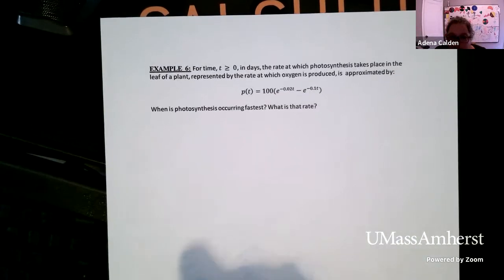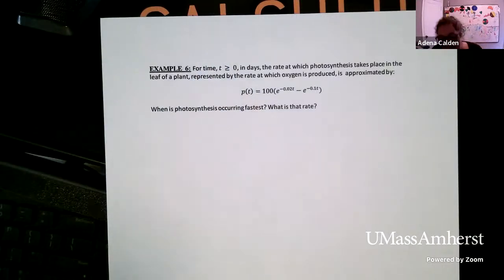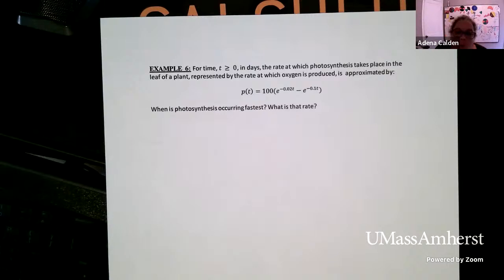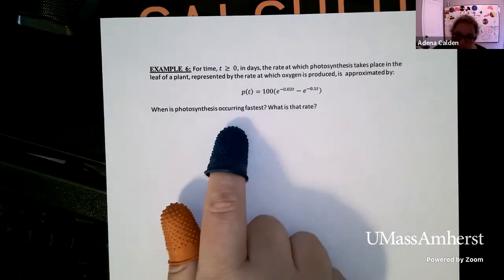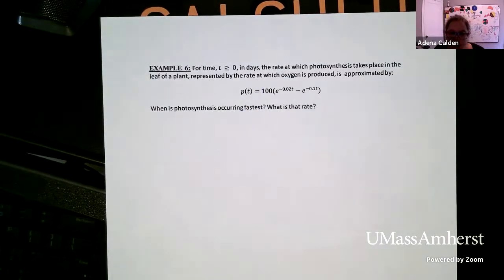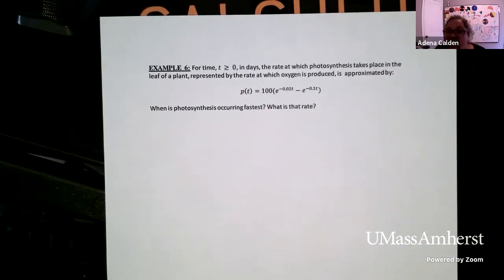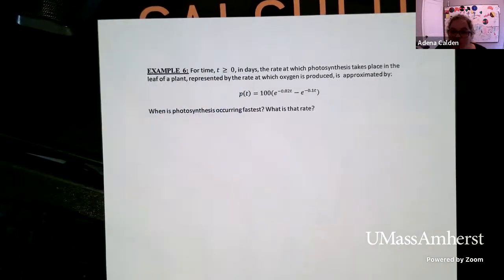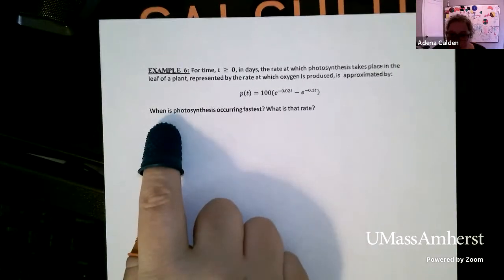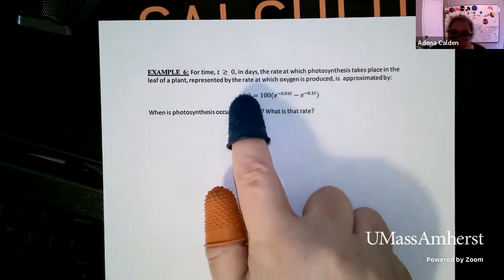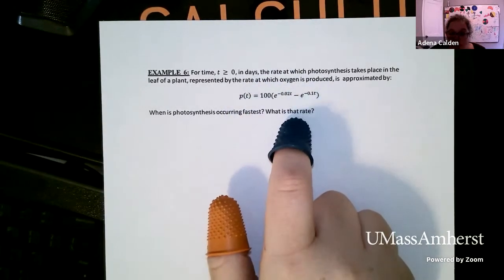So we don't have endpoints here. We do have that this has to be greater than or equal to 0. So it's kind of like a bottom endpoint, but we expect that whatever the critical point is will be our maximum, right? That makes sense in this context. So we need to find the first derivative. We need to find the critical point. Once we have the critical point, we need to plug it back in. And then our critical point, which is a t value, is the when. And when we plug it back into the P and get the P value, that is the rate.